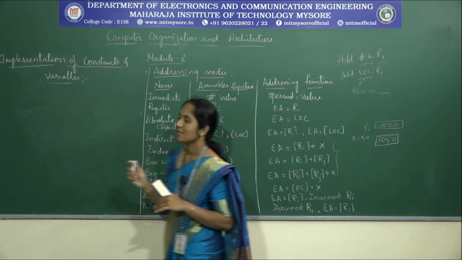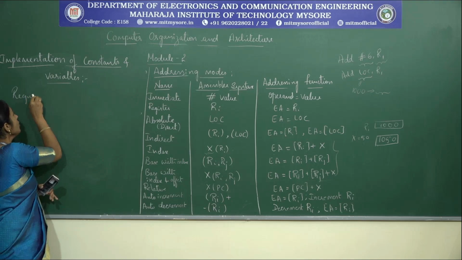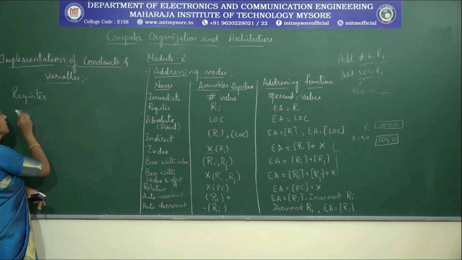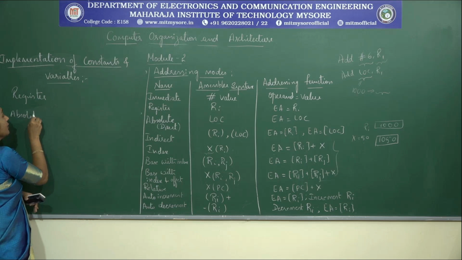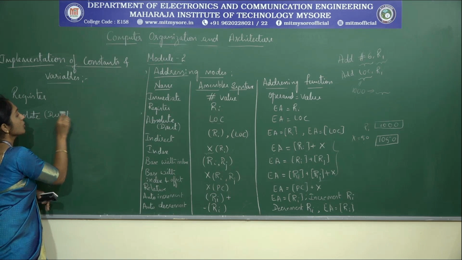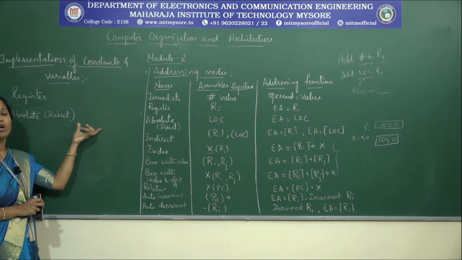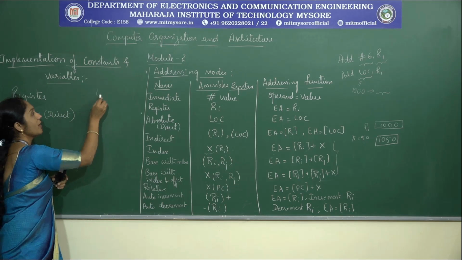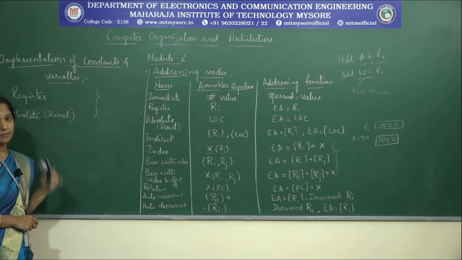If you consider the register addressing mode, we know that we are going to place the value in the register. So the operand will be the contents of the register, and the next addressing mode which is used to implement the variables is absolute or direct addressing mode. Using this also you can implement, because we are going to assign the variable value to some memory location. So using these two types of addressing modes, we are going to represent the variables in case of the high level language.